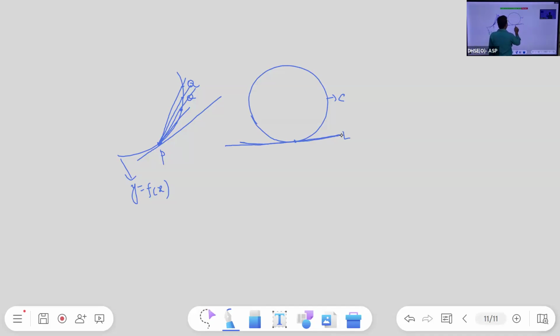So suppose this is point P, this is point Q, PQ is a secant. When Q approaches P, the secant line approaches the line PL, and PL is the tangent. A function is differentiable at x is equal to a means a unique tangent can be drawn to the graph of the function at x is equal to a. So function is differentiable means left hand derivative exists, right hand derivative exists, and they are equal.